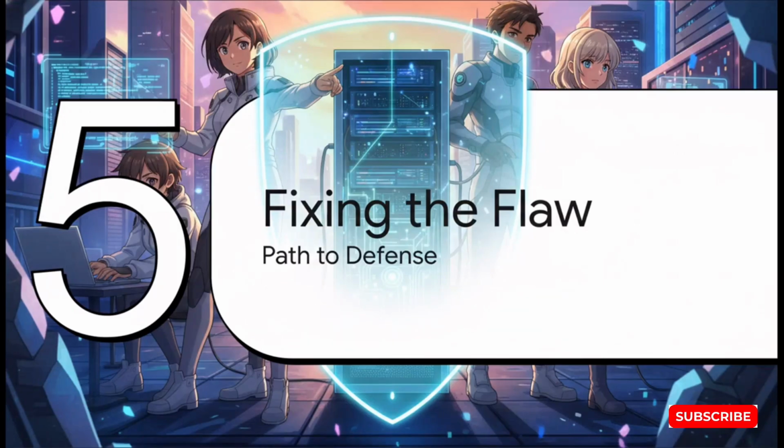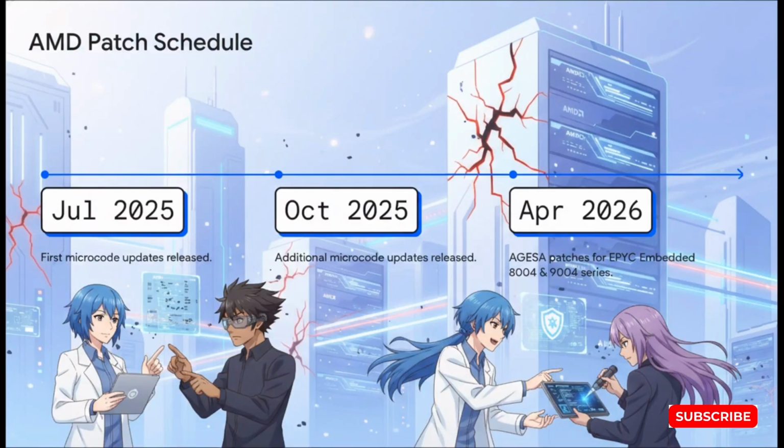Okay, that was a lot of bad news. So what about the good news? Well, here it is. This isn't a permanent, unfixable disaster. The researchers disclosed it responsibly, so there's a clear path to getting this fixed. Let's take a look at the solution. AMD is definitely on the case. They've already started rolling out microcode updates to plug this hole, and there are more patches scheduled over the coming months and into next year. Look, it's a tricky fix because it's a hardware-level problem, but the important thing is the process is well underway.